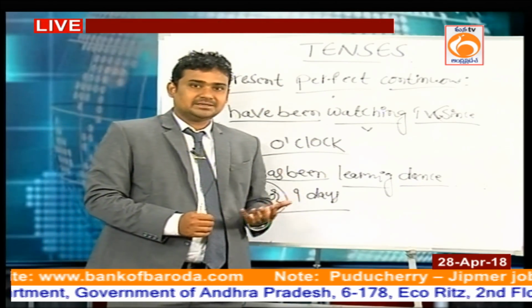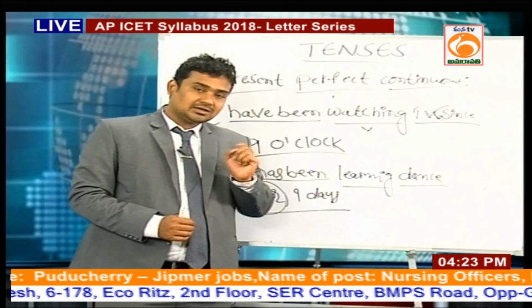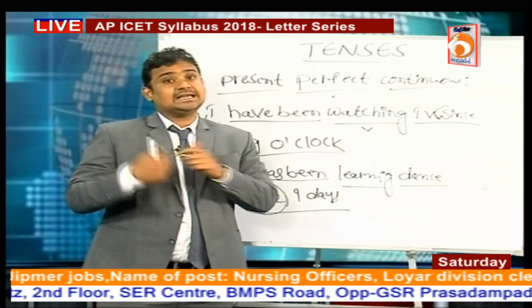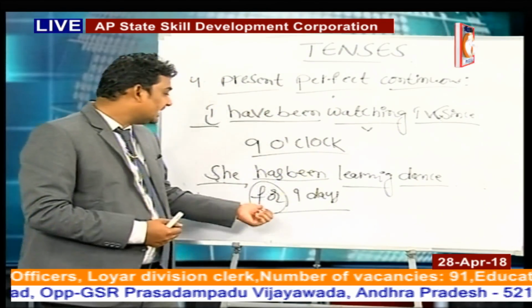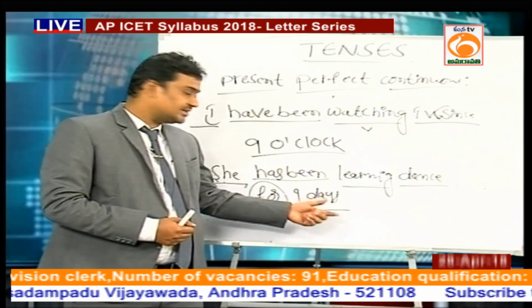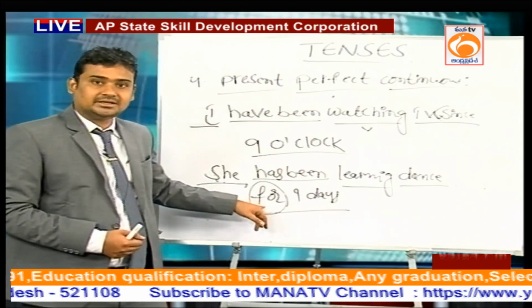A period of time means it is not an exact time. So 1 hour, 2 hours, 3 hours. 9 o'clock is a point of time. 9 hours is not a point of time. It is a period of time. So 9 days, 9 days refers to a period of time. That's why I used it before for prepositions.